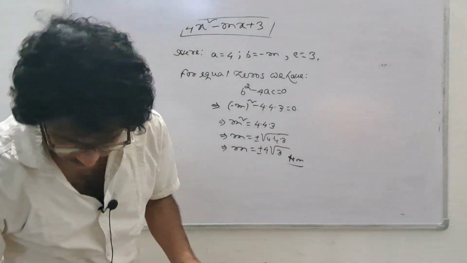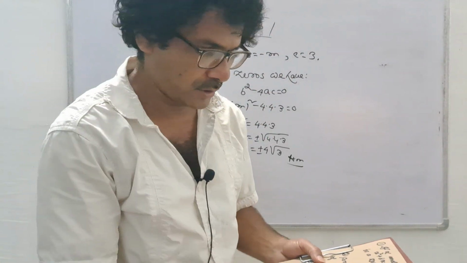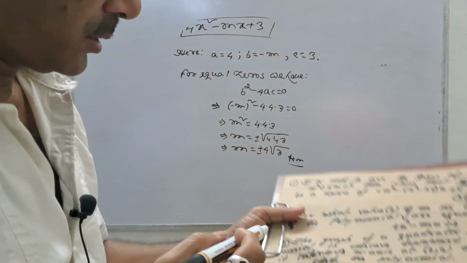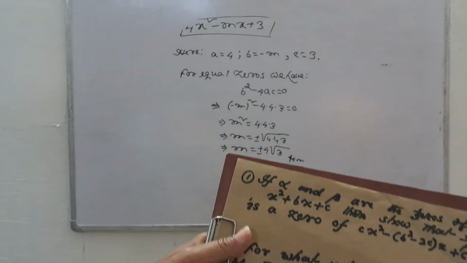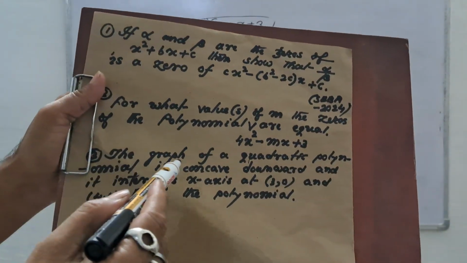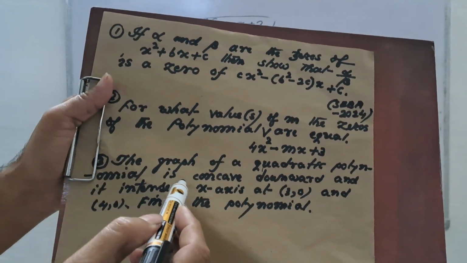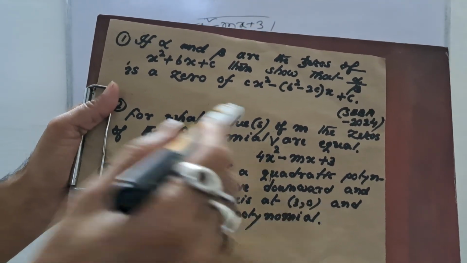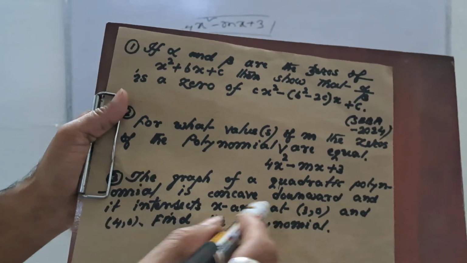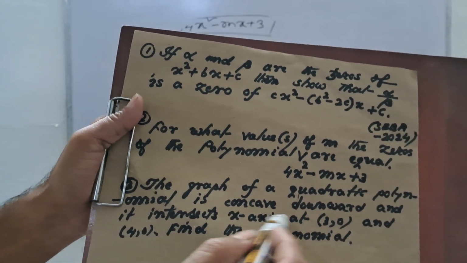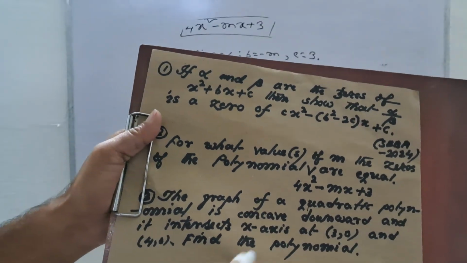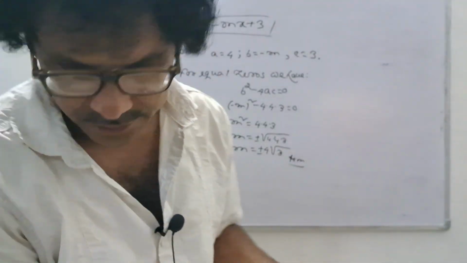Now one more problem, you see. These problems are from these two books. The graph of a quadratic polynomial is concave downward and it intersects the x-axis at (3, 0) and (4, 0). Find the polynomial.